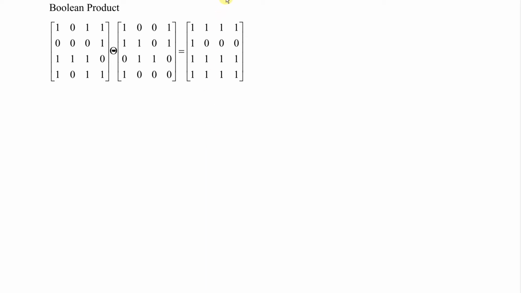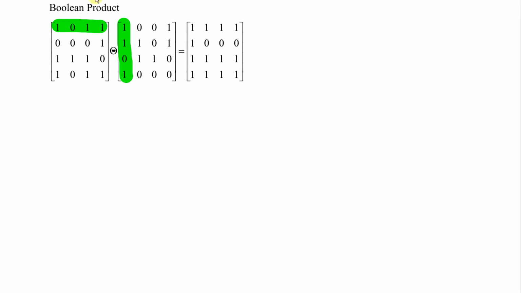Hi, this is Austin. Today I would like to share how to perform Boolean products, similar to normal multiplication of matrices. For the first matrix we take a row, and for the second matrix we take a column.